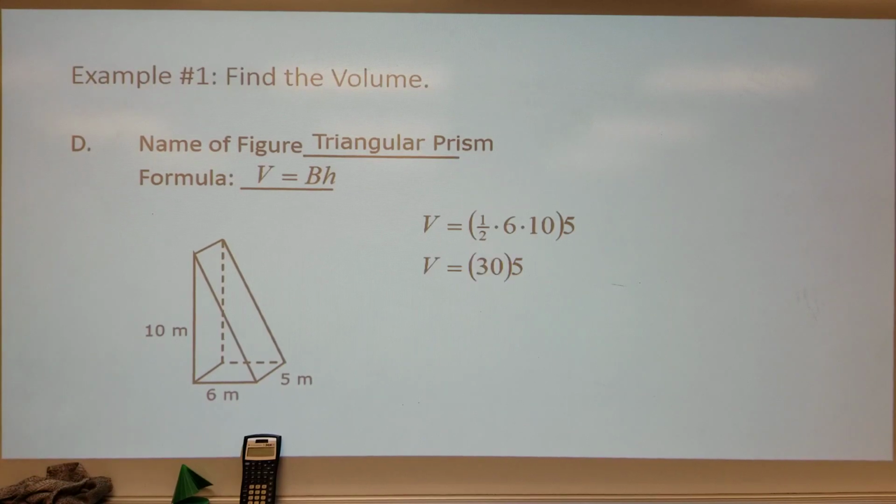Half of 60 is 30. 30 times 5 is 150. And put on our cubic units, because we're dealing with volume. We've got meters times meters times meters, makes meters to the 3rd power, meters cubed.